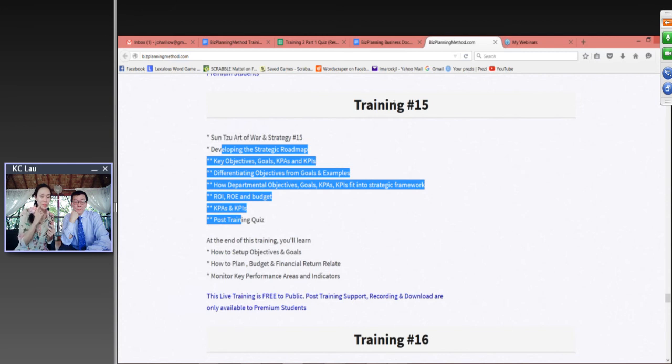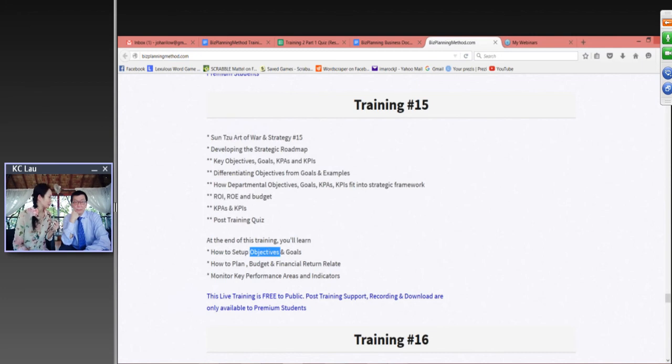At the end of training 15, you will learn how to set up objective and goals, and how plan, budget, and financial return relate. Not many people know how to do this part. You will also learn to monitor key performance area and indicator. Once again, for paid premium student, you will have a full set of sample business plan together with the financial.